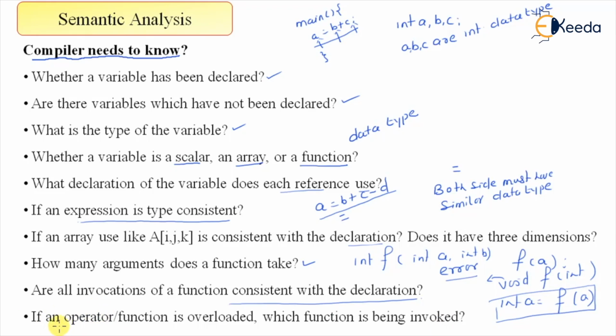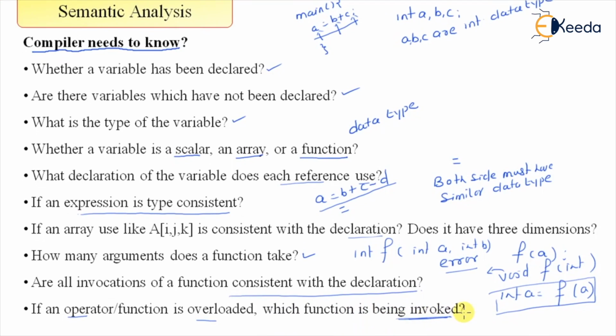The last one is related to the fundamentals of object oriented programming: when operators and functions are overloaded, which function is being invoked? Which function or which operator, and where to apply this particular operator. This is related to operator or function overloading. So these are the key things that the compiler needs to know.